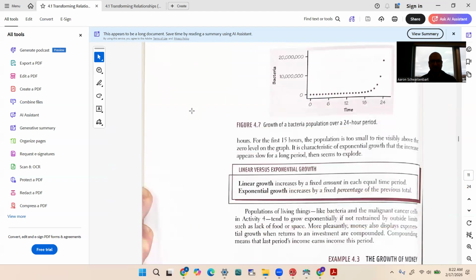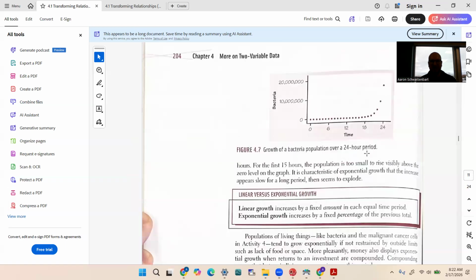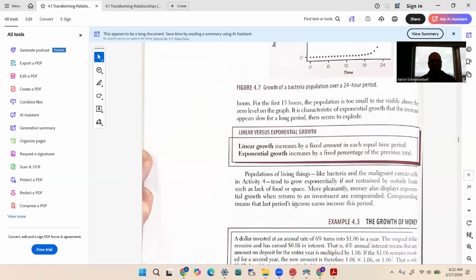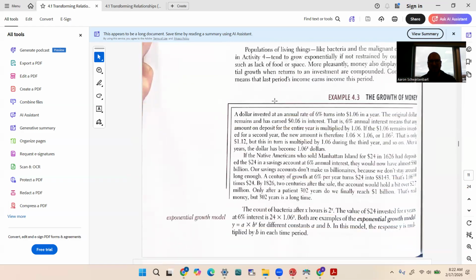So let's look at how to do this. This is exponential growth. You can see that very clearly. So the growth of money, a dollar invested at 6% turns into $1.06 in a year. The original remains, you earn 6% interest. So if the Native Americans who sold Manhattan Island to the settlers for $24 in 1626 had deposited their $24 into a savings account with 6% annual interest.